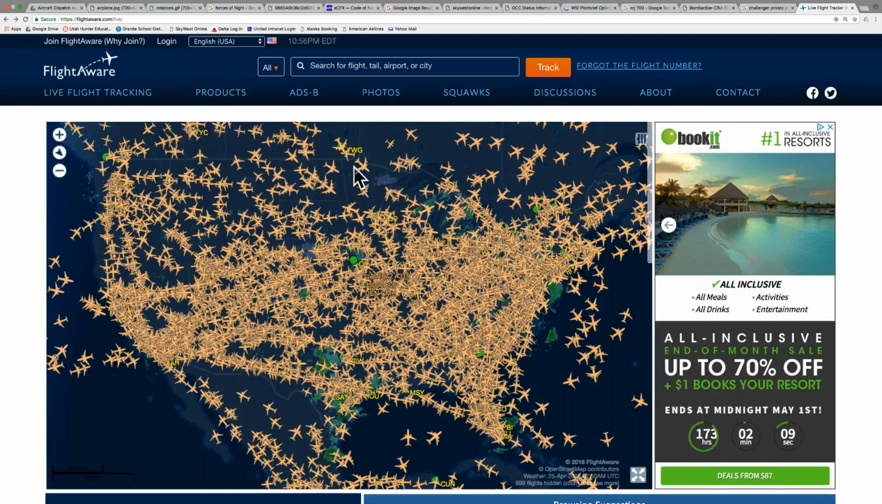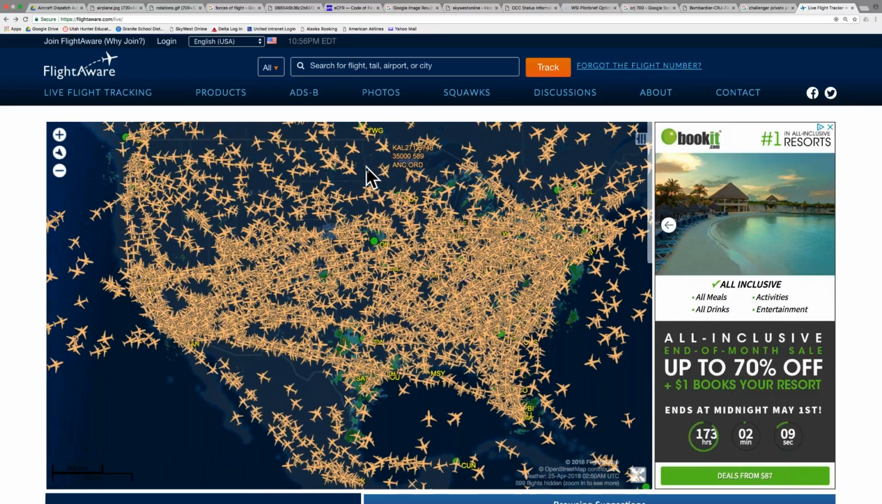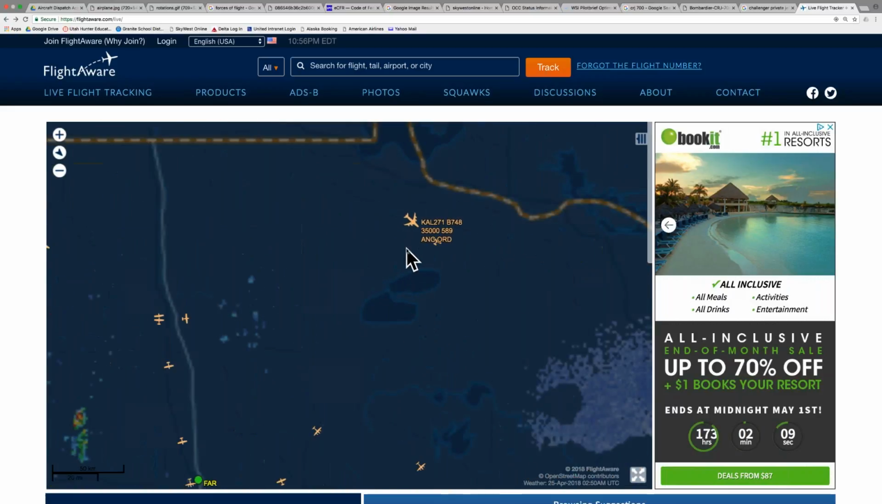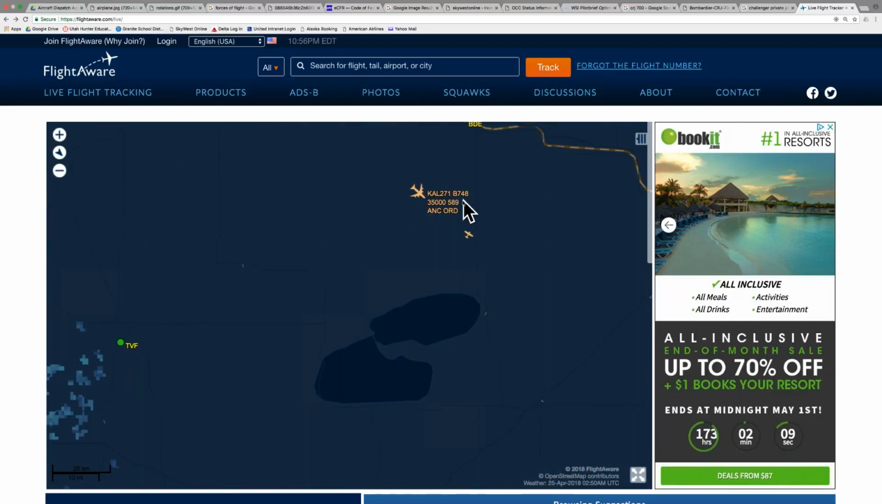But yeah, if you ever want, you can jump on this app, and you can actually go into these different airplanes if you're unfamiliar with this app, and you can actually see what type of aircraft. Looking at this is KAL Airlines. I'm not 100% sure who that is. Flight 271. It's a Boeing 747-800. He's at 35,000 feet, cruising at 589 knots. And his flight's from Anchorage to Chicago O'Hare.